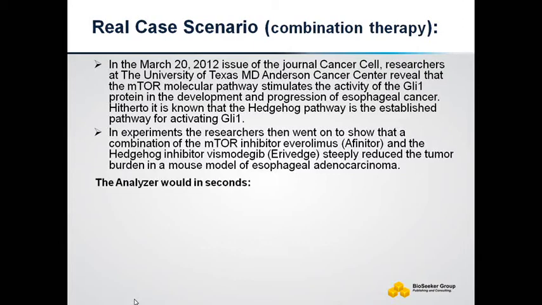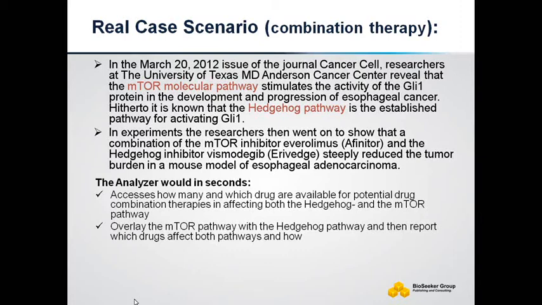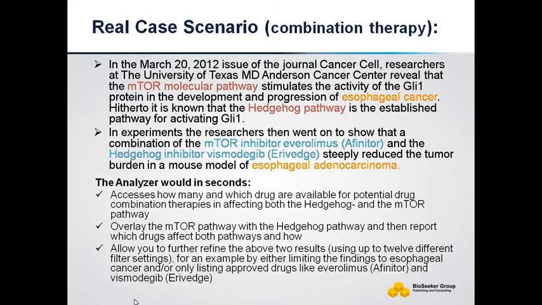Now, the analyzer would in seconds assess how many and which drugs are available for potential drug combination therapies in affecting both the hedgehog and the mTOR pathway. Further, it would overlay the mTOR pathway with the hedgehog pathway and then report which drugs affect both pathways and how. Finally, it will allow you to further refine the above two results using up to 12 different filter settings, for example by either limiting the finding to esophageal cancer and or only listing approved drugs like everolimus and vismodegib.